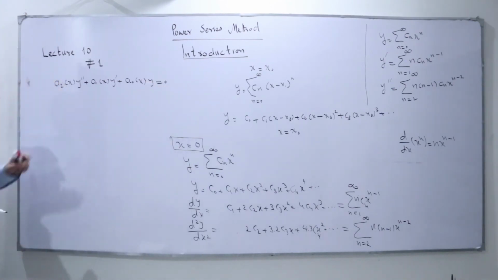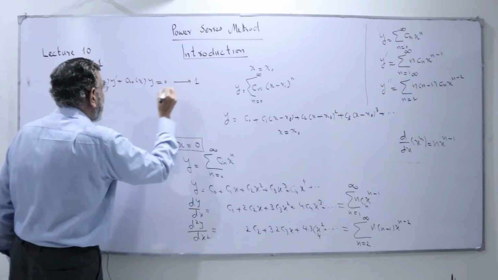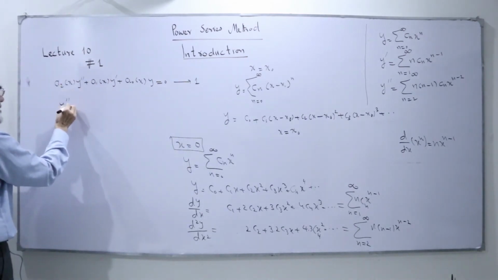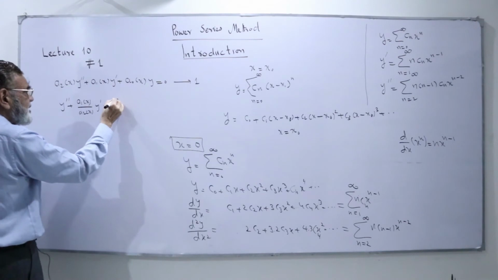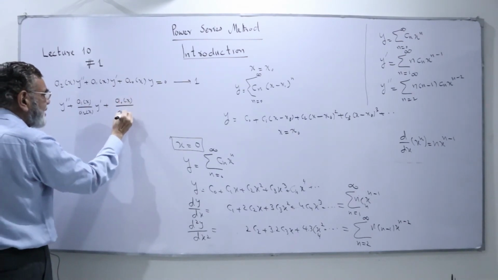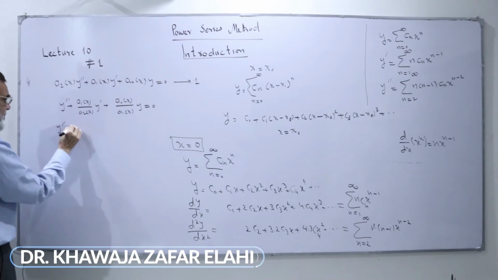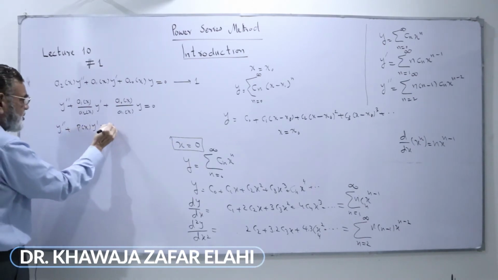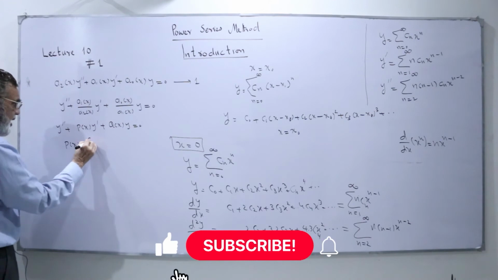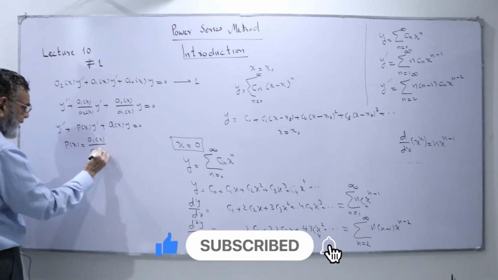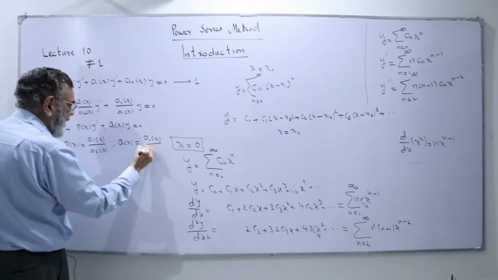So I normalize my equation. Normalization means I make this coefficient 1. So I divide by a2 of x. I say this is my equation 1. I get y double dash plus a1 of x over a2 of x y dash plus a0 of x over a2 of x y, and this is equal to 0. When I change this, I say this is y double dash plus p of x y dash plus q of x y equal to 0. What is my p of x? My p of x is equal to a1 of x over a2 of x. And here is my q of x. My q of x is equal to a0 of x over a2 of x.